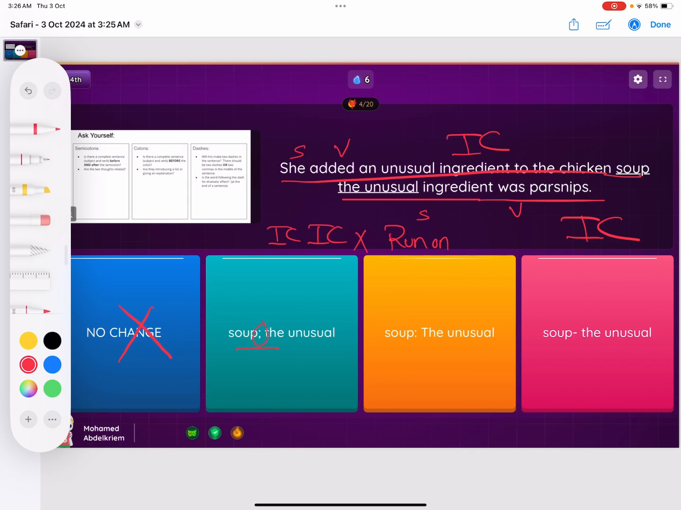What did he do here? He used a semicolon between soup and the unusual. So can I use a semicolon between two independent clauses or not? Yes, so this is the correct answer.